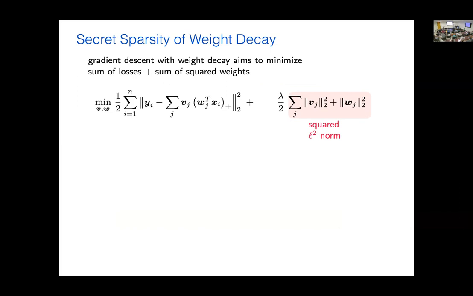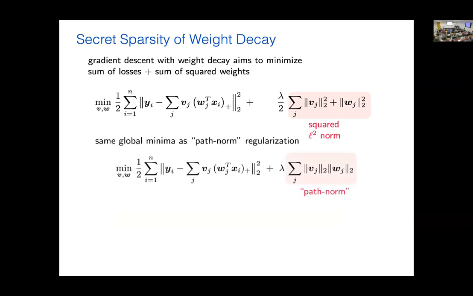We have our original optimization objective, which led to this gradient descent and weight decay idea. That's equivalent to this regularization. These are two different functions, but they share global minima, because at a global minimum of this one, I have this balancing condition. So I could have tried to minimize this objective function and I get the same set of solutions. This is sometimes called the path norm of the neural network.